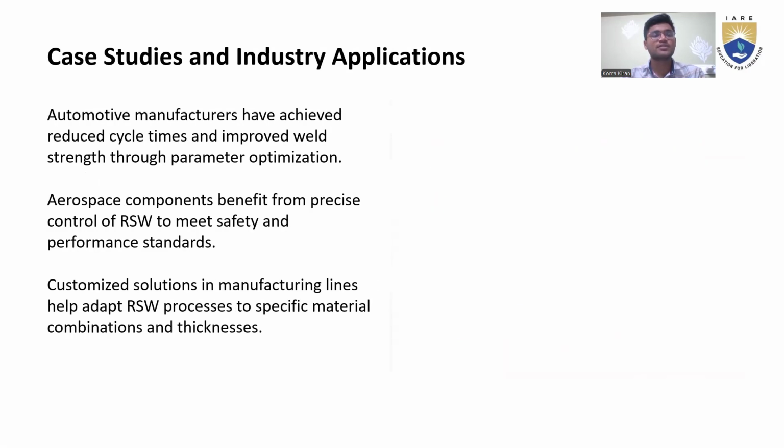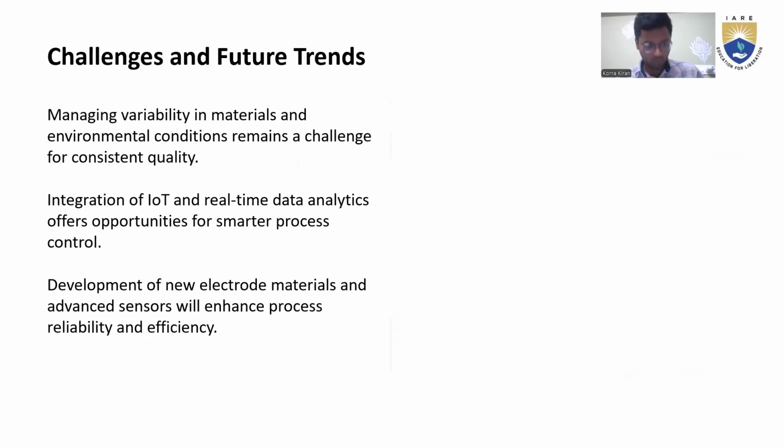And case studies and industry applications. Mainly automotive manufacturing has achieved reduced cycle time. Because in automotive manufacturing, different types of welding are observed, and that was one application we can observe. In aerospace also, RSW is one precise method we use. That was one benefit for aerospace.